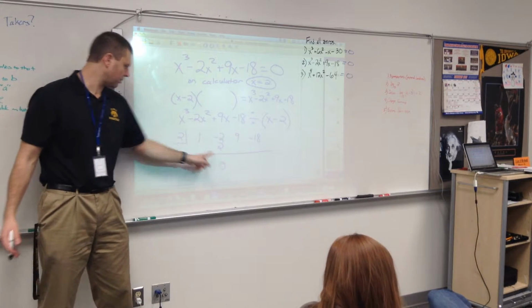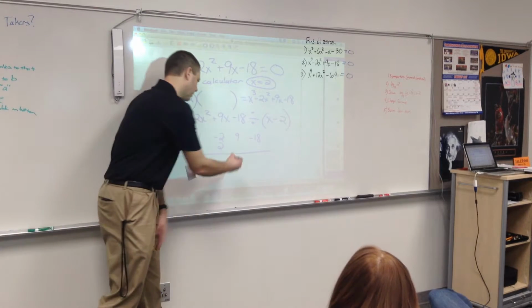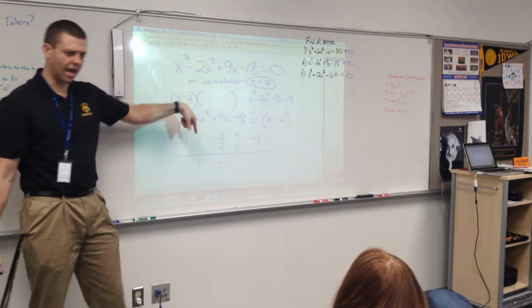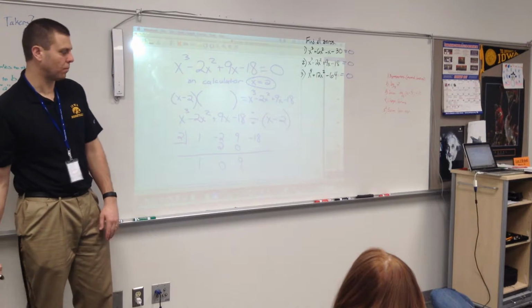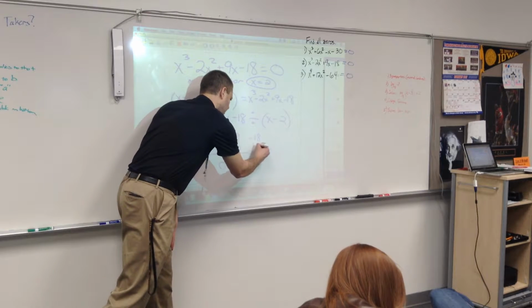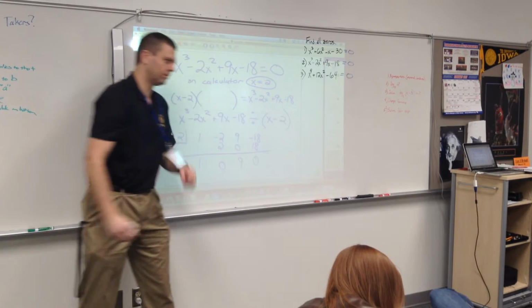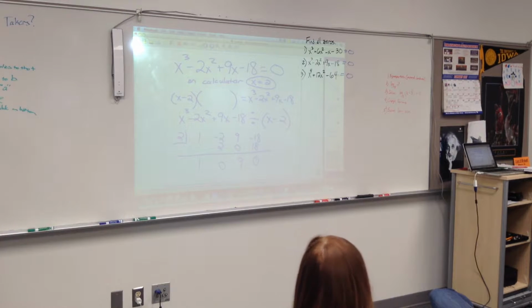I take this number times what's inside the box, 0 times 2 is 0, put it right underneath here, add them together. Repeat the process one more time. 9 times 2 is 18, put it right here, add them together. If you don't get 0 at the end, you did something wrong.